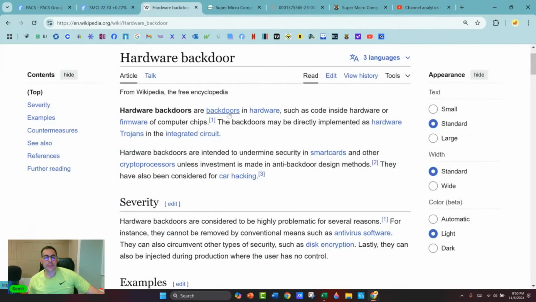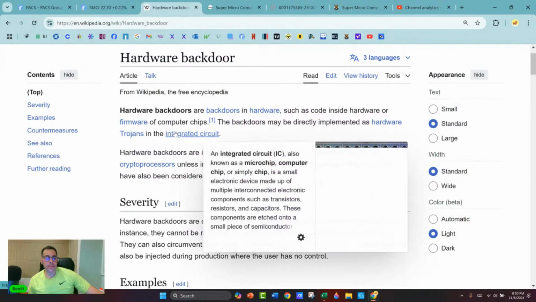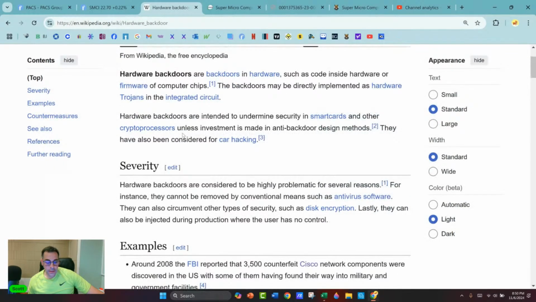Hardware backdoors. It's code. So hardware backdoors are intended to undermine security in smart cards and other crypto processors. They've been used in car hacking.